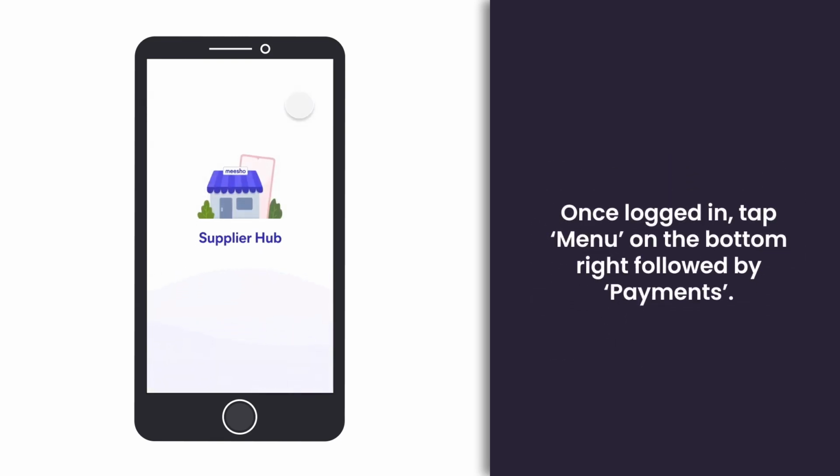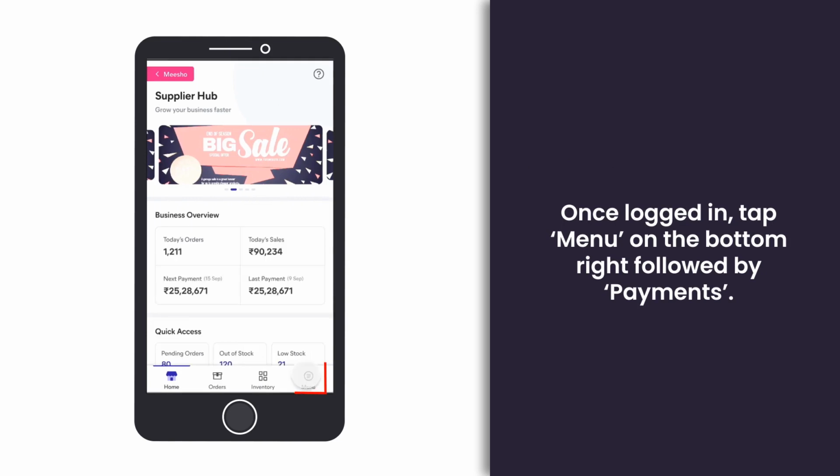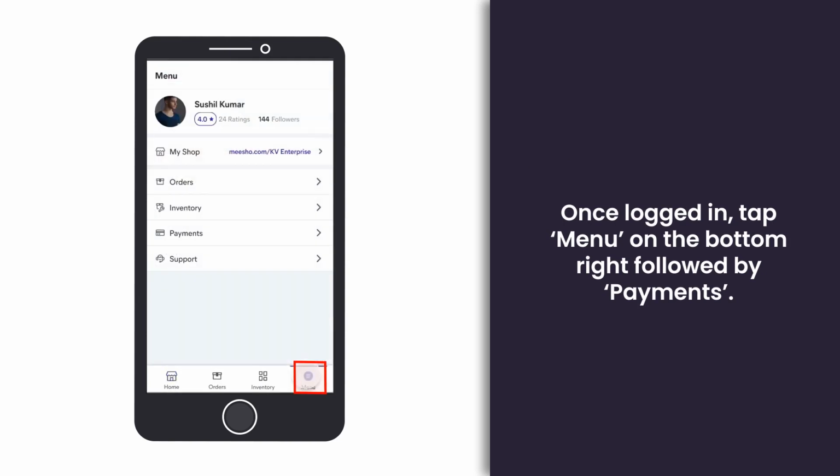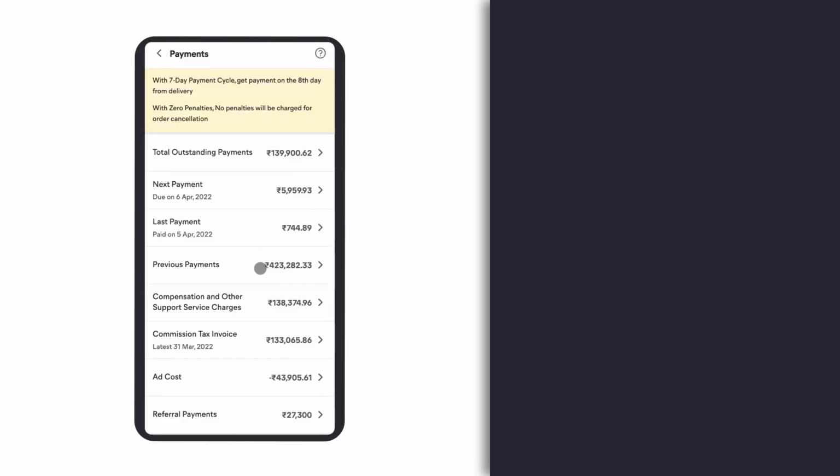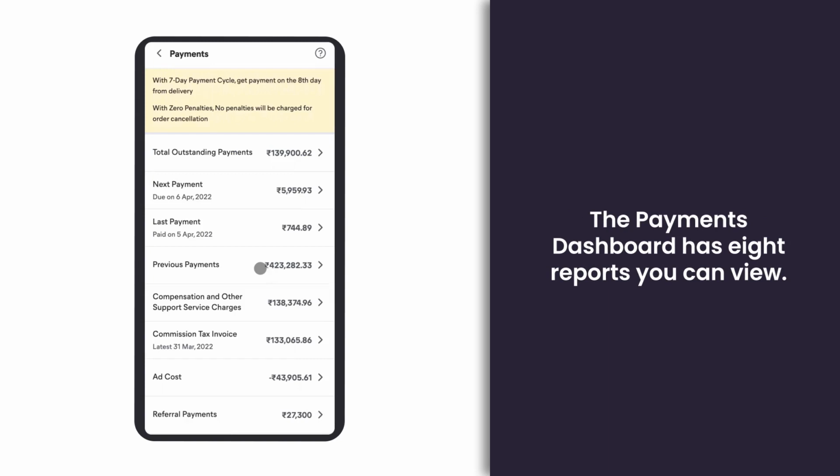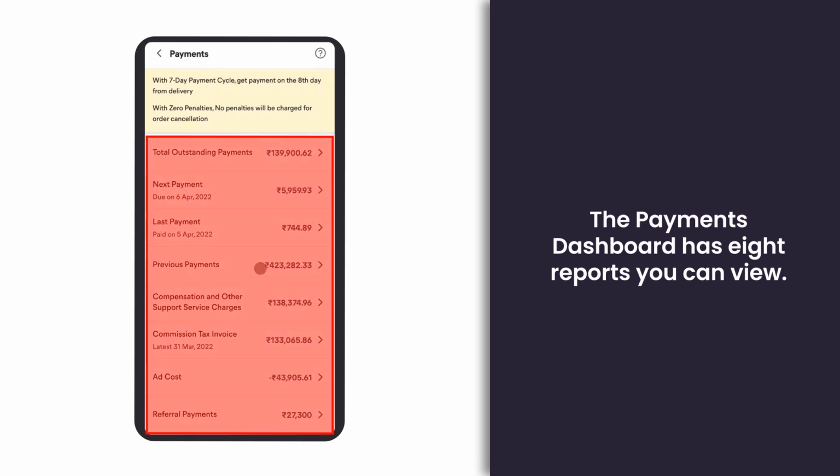Once you are successfully logged in, tap on the Menu tab on the bottom right. Here, you will see a couple of sections. Tap on Payments to proceed. This option will take you to the payment dashboard that will provide you with 8 reports.